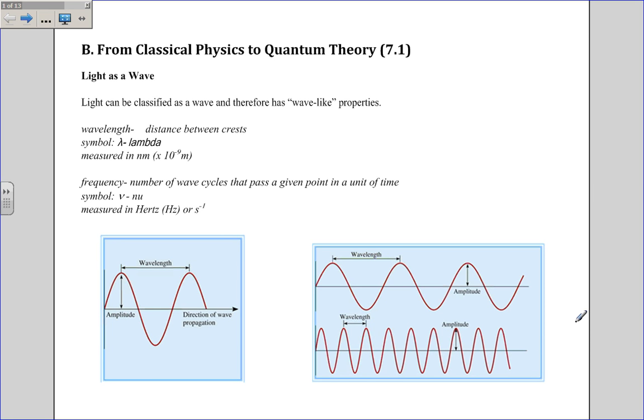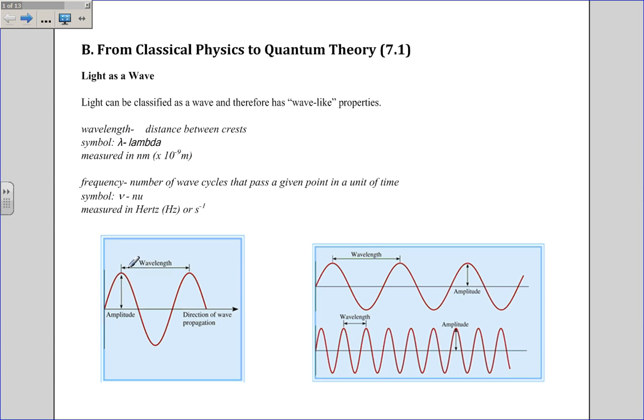To begin, we've discussed the fact that light can act as a wave. And so when we're looking at light, we need to understand its wave-like properties. And as you know from your study of waves, waves have both a wavelength and a frequency. The wavelength, which we use the symbol lambda to represent, is measured in nanometers, where 1 nanometer is 1 times 10 to the negative 9 meters. It is the distance between two crests or troughs of a wave.